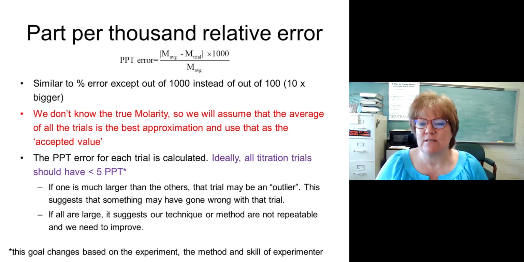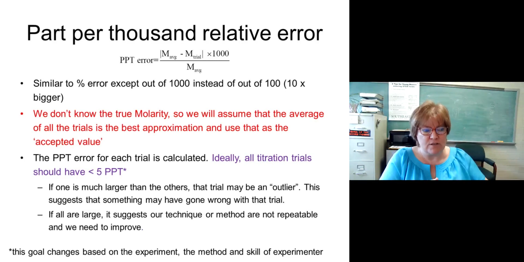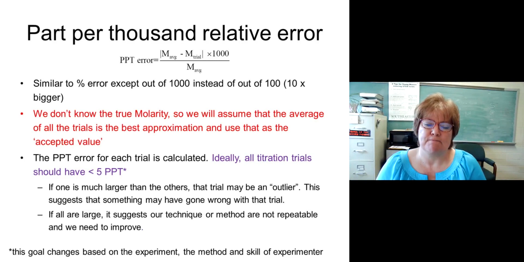So the only difference is I have my average value minus the trial value, and I divide it by the average value. In this case, we're using the average as the accepted value, and then I multiply it by 1,000. So I want to see for my individual trials, how close are they to the average?